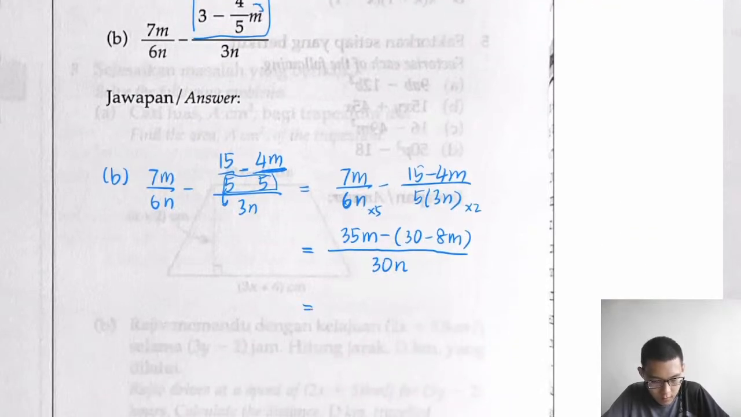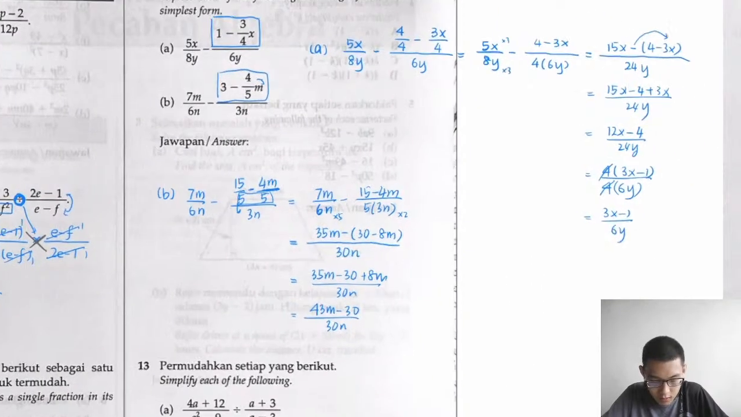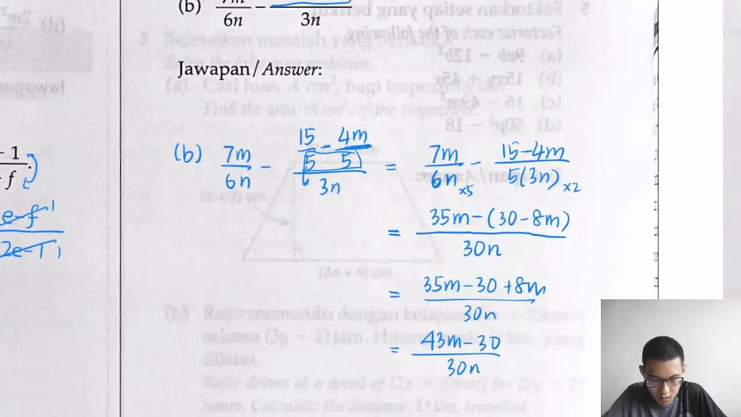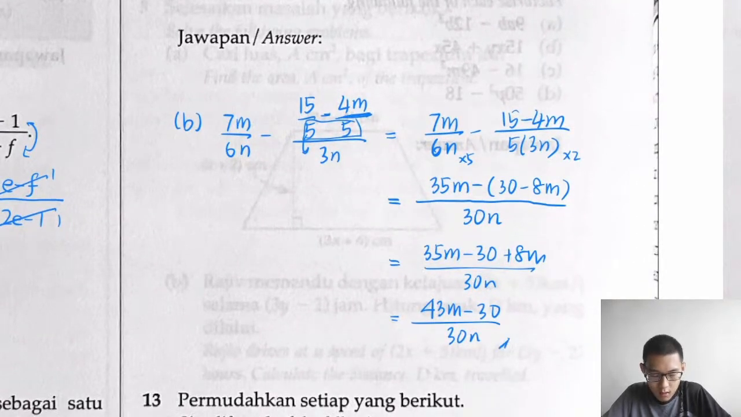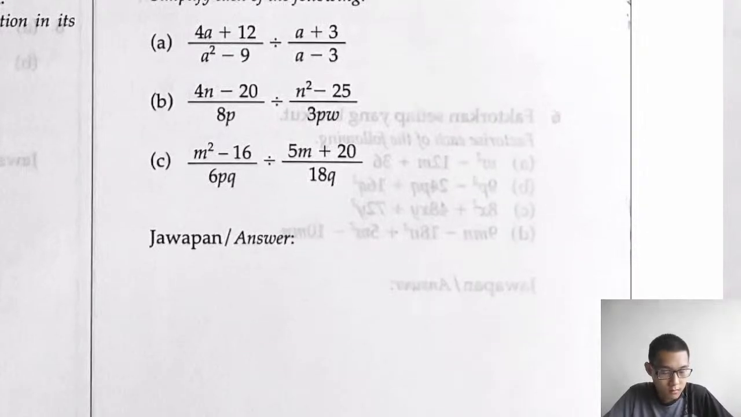So now we have 35m minus 30 plus 8m, divided by 30n. So now we get 43m minus 30, divided by 30n. Because this one we cannot simplify anymore, the answer would be this. Done. Last question. Okay, finish, we can have a meal.